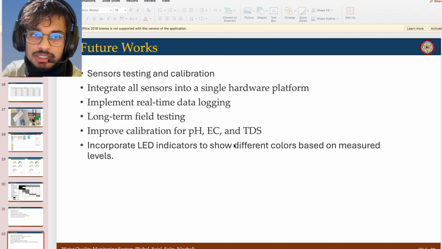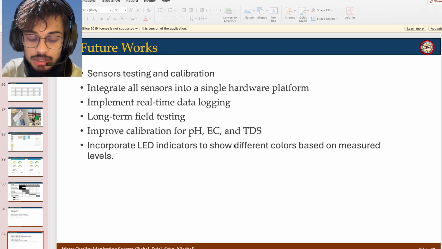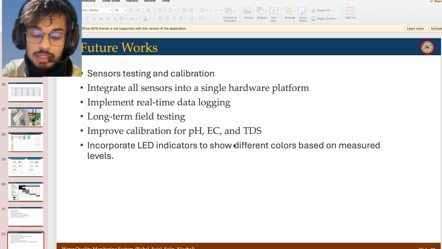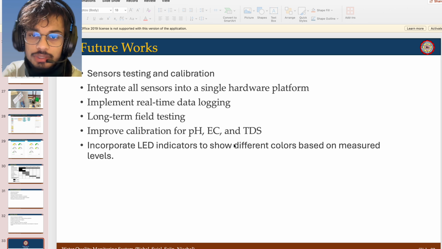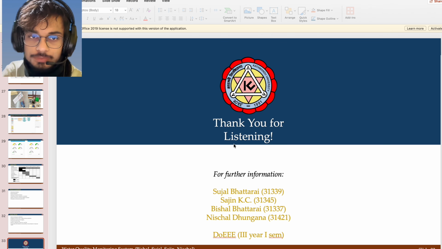Future work is sensor testing and calibration. Integrate all sensors into a single hardware platform. Implement real-time data logging and long-term field testing. Improve calibration for pH, EC and TDS. And we are also planning to do LED indication. If there is a risky level of water, then the red LED will blink or show, for warning there is a yellow light, and for safe there is a green light. So we incorporate LED indicators to show different colors based on the measured levels.